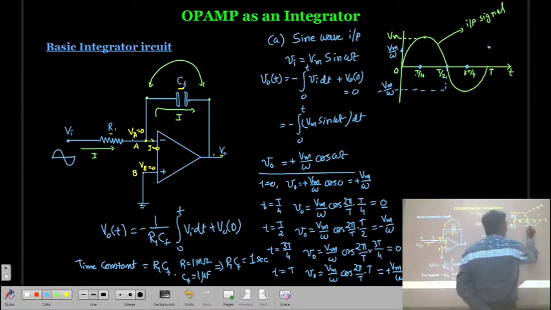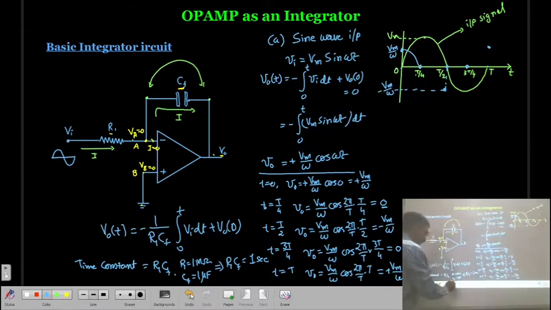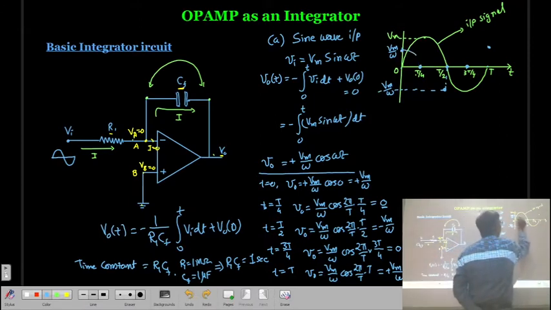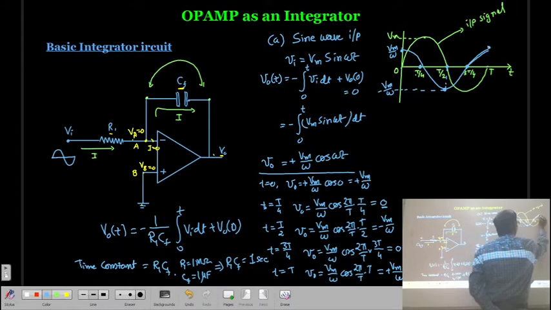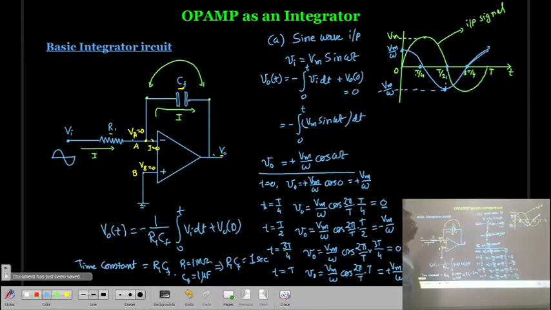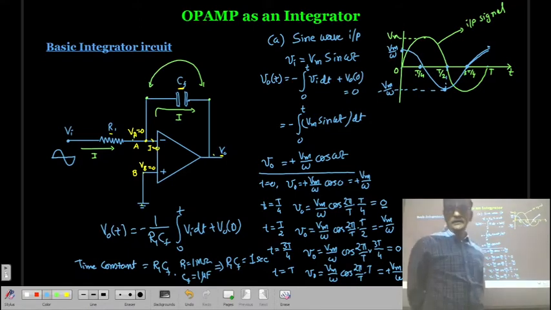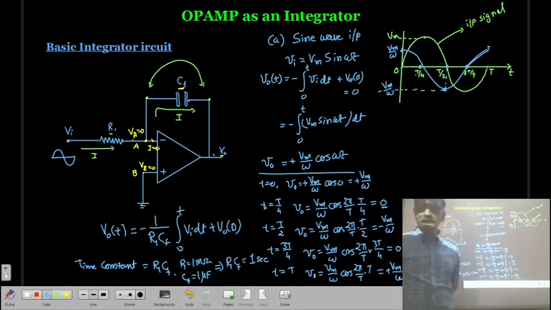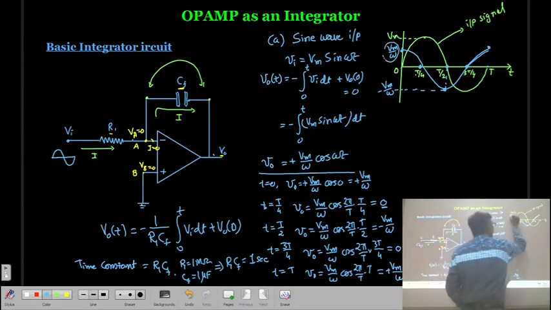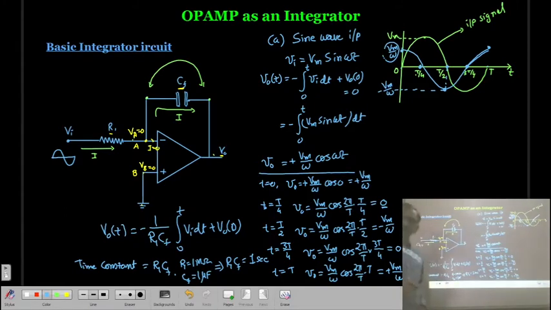So if we join all these points, then this is the output voltage of an integrator. The input is a sine wave, and the output is a kind of cos wave. But what is the amplitude of the cos wave? That is Vm by omega. The amplitude of the input signal is going to decrease.